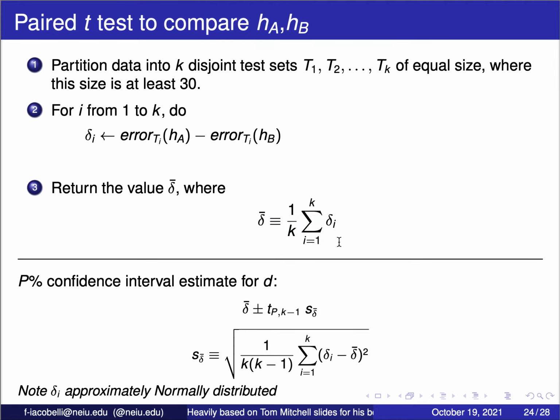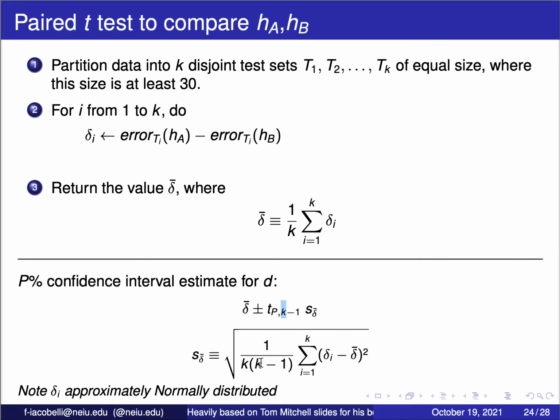And then with that in mind, that's going to help me compute my confidence interval estimate for this error, for delta. So the confidence interval is going to be this delta average plus or minus what's called the t distribution times the standard deviation. The standard deviation is going to be given by this formula. Now computers can do all this. You don't need to do it.